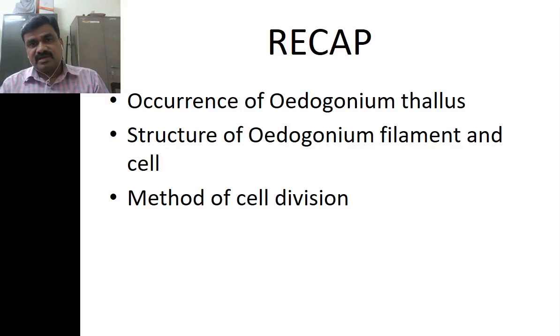Before that, we will recall the previous class. In the previous class, we discussed the occurrence of the Oedogonium thallus, the structure of the Oedogonium filament and the cell, and the method of cell division present in Oedogonium.